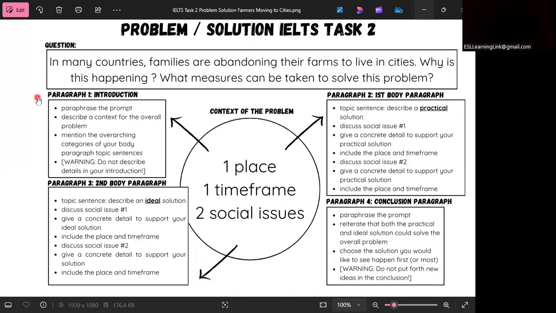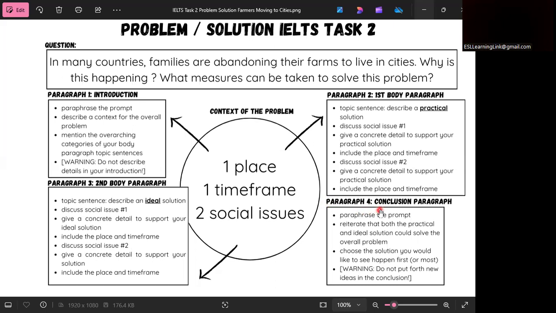We'll organize the essay into 4 paragraphs. Paragraph 1 will be the introduction. Paragraph 2 will be the first body paragraph where you discuss one of the measures. Paragraph 3 will be the second body paragraph where you discuss another measure. And paragraph 4 will be the conclusion paragraph.